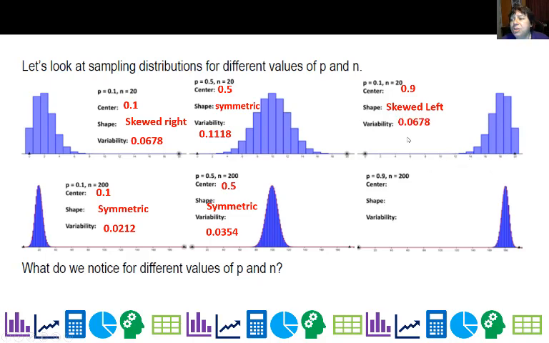And the variability, just using the formula, oh, look at that. Those two match. Why is that? Well, because 1 minus p is 0.9 over here, and 1 minus p is 0.1 over here. It's the same product and the same sample size.